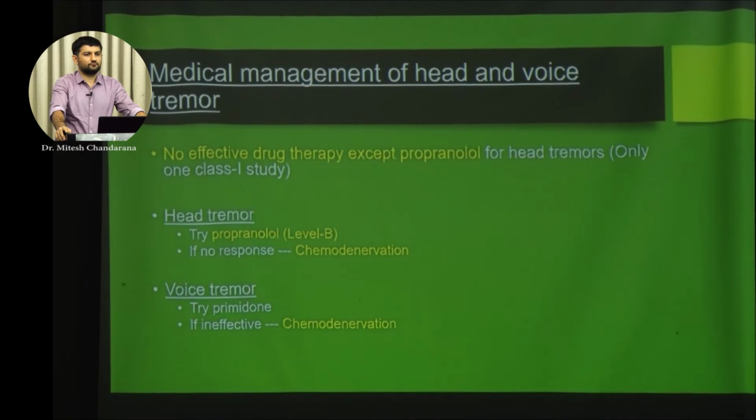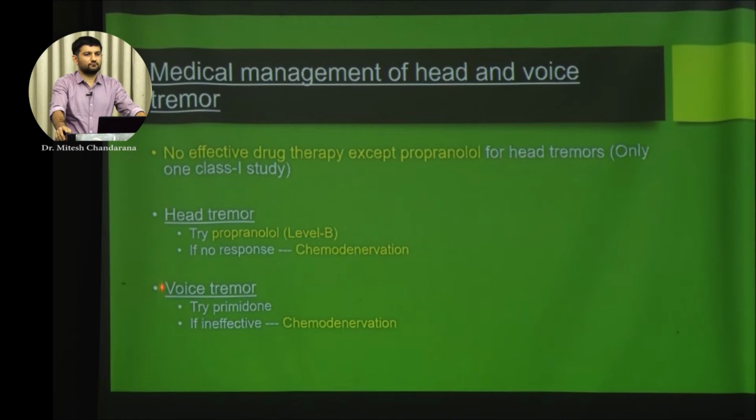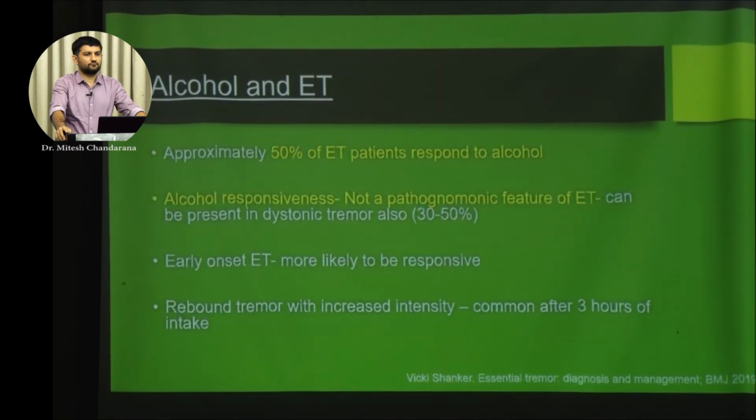Medical management of head and voice tremors. Actually, there is no effective drug therapy except propranolol for head tremors. So if head tremor is there, try propranolol. It is of level B evidence. Then if no response, go for Botox. Voice tremor, try primidone. There are 1 or 2 studies. If ineffective, go for Botox.